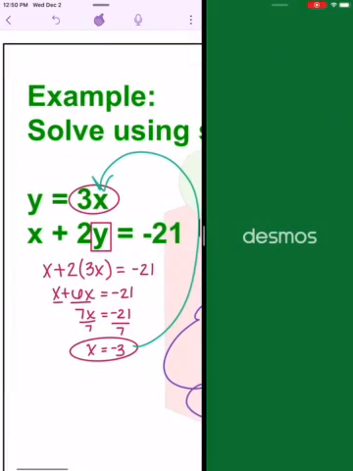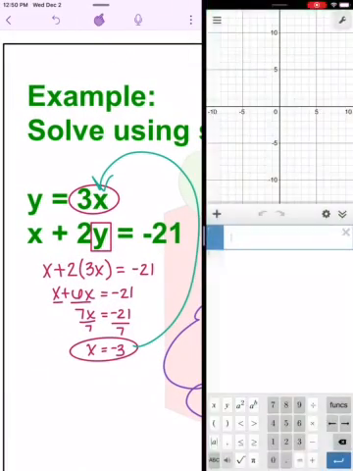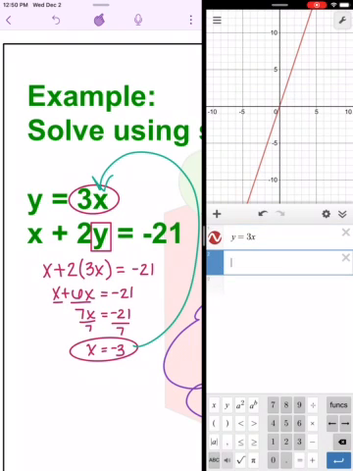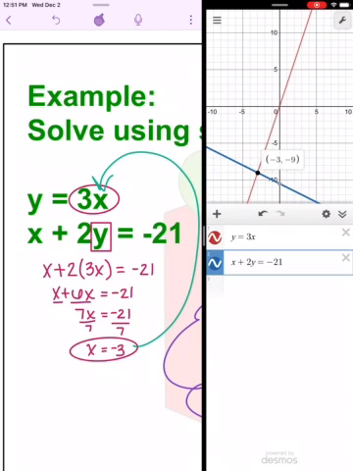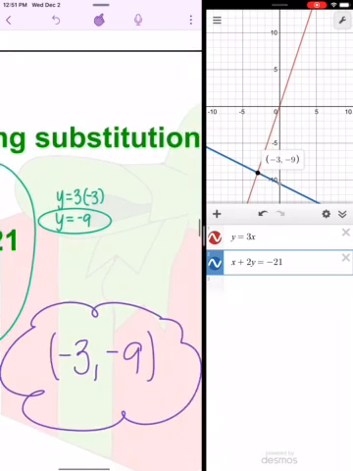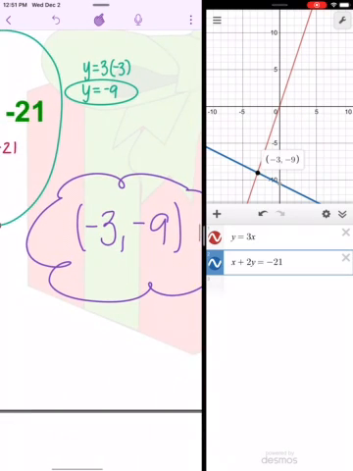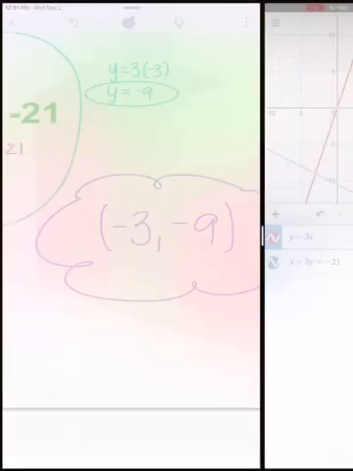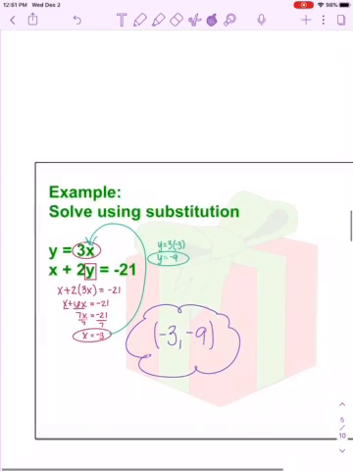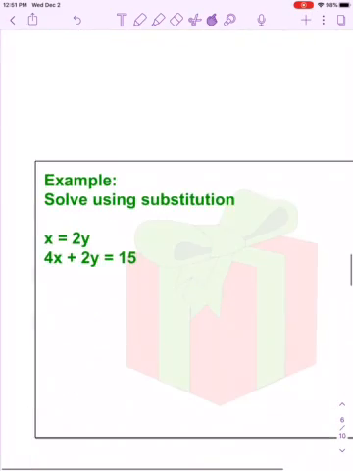Just to test it, let's see what we find if we put this in Desmos, like we were doing yesterday. If I have y equals 3x, and then x plus 2y equals negative 21, and then we look where they intersect, it's at negative 3, negative 9, which is the point that I got. So you can always check yourself in Desmos because you're looking for where they intersect, but we're just going to use different methods to get there, and today we're going to use substitution.